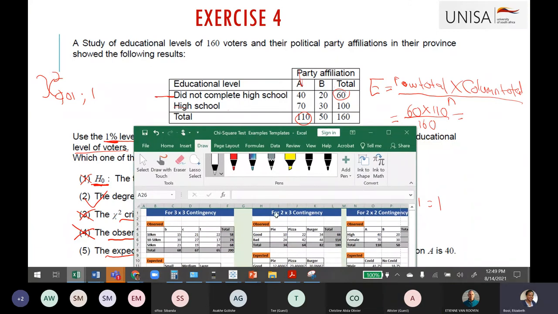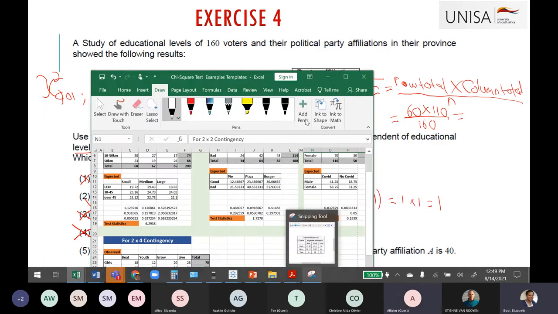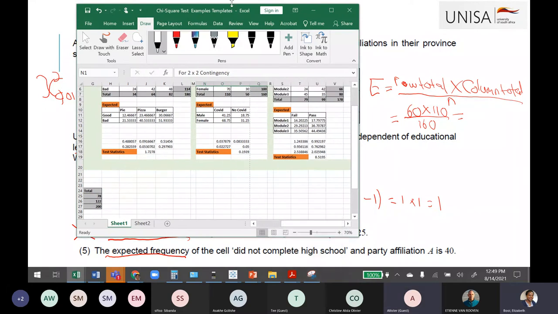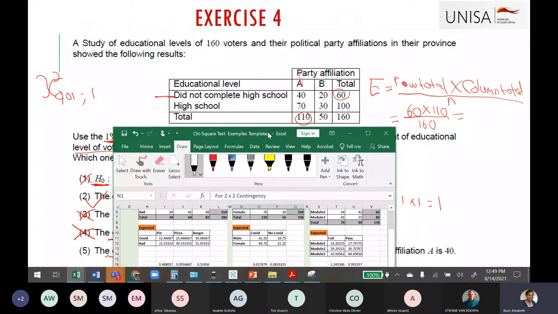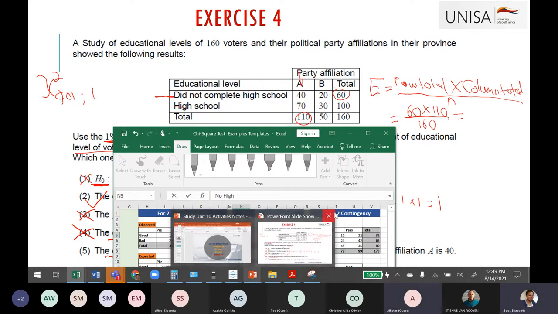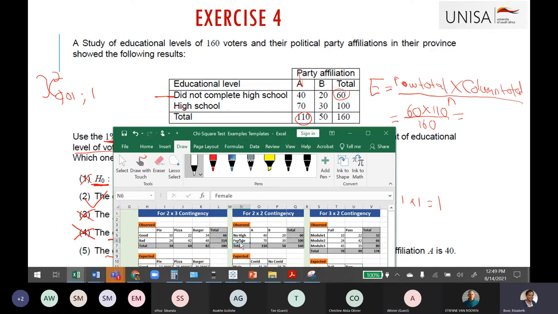So for this question that we have, which has a 2x2, you go to a 2x2 contingency table, which is that one. I just need to make sure that I scroll to that so it's visible, easy for me to see. You can change the titles, because I was using different titles, so you can change your titles to suit. So yeah, I can write there no high school, and yeah, it can be high school based on this.